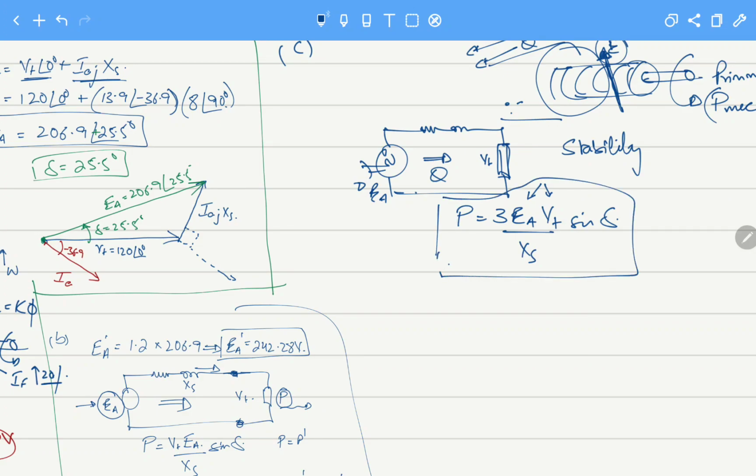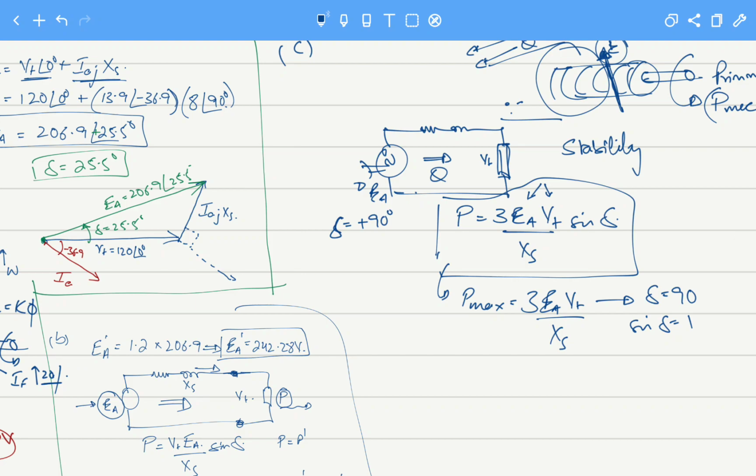For maximum power to come out from this equation, when will we get P max? The P max value will be 3 EA VT over XS. This is only possible when delta equals 90 degrees, so sine delta equals 1, and we get this value. This means that the angle between the terminal voltage VT and the internally generated voltage, that is delta, is now 90 degrees. When this is 90 degrees, we will get maximum power output.